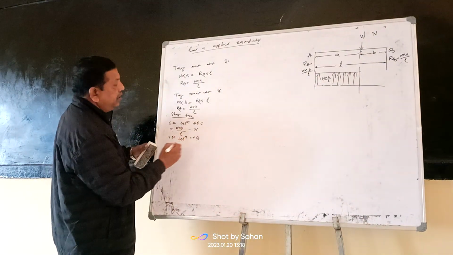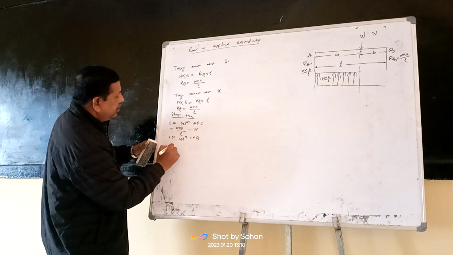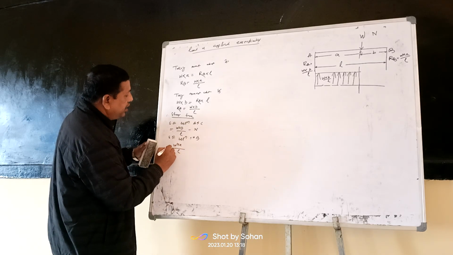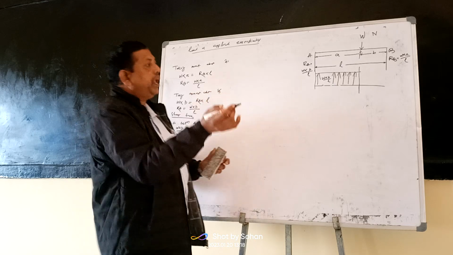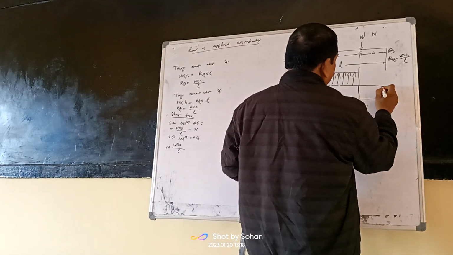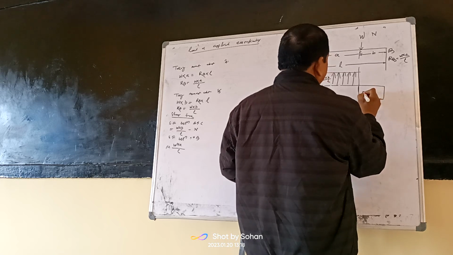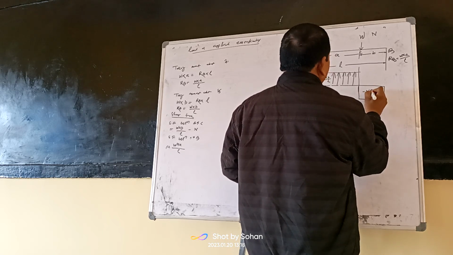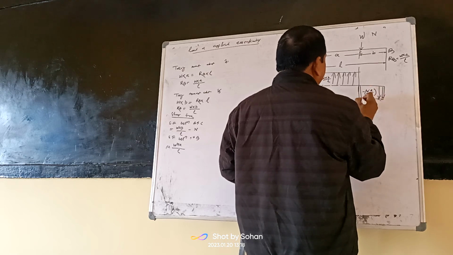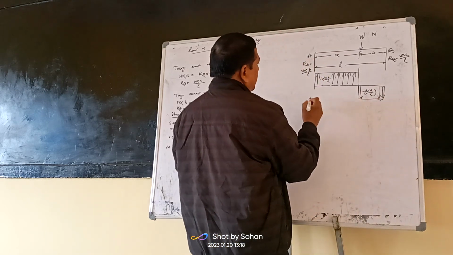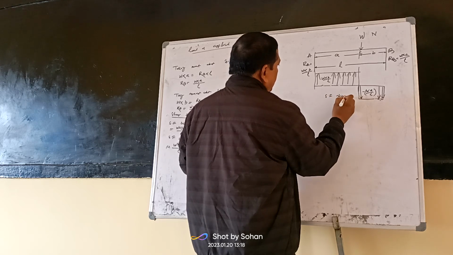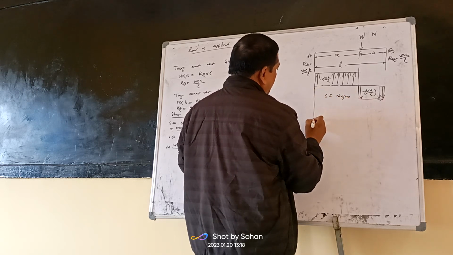Between C and B, that is W into A by L, and the sign is negative because left down, right up. So that is negative W A by L, an arrow in the downward direction. This is your shear force diagram, the SF diagram.